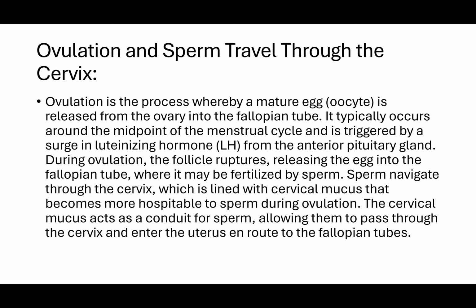While the sperm navigate through the cervix, which is lined with cervical mucus that becomes more hospitable to sperm during ovulation. Remember what we said about the cervix: it produces mucus, but during ovulation it produces a less viscous, less thick mucus. So even though the sperm will be coated in cervical mucus, it will be more conducive at the time of ovulation. The cervical mucus acts as a conduit for sperm, allowing them to pass through the cervix and enter the uterus, en route to the fallopian tube.